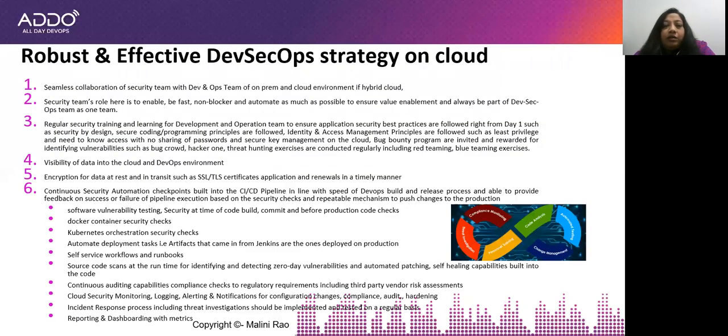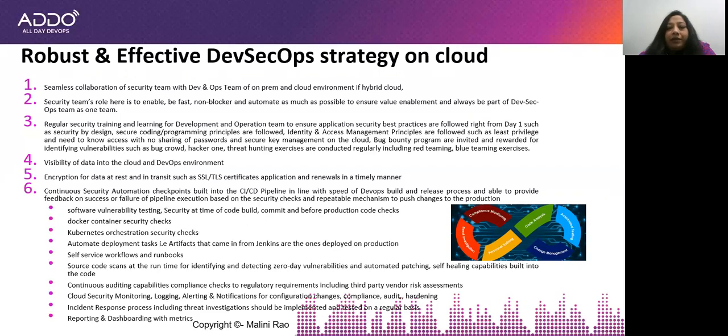So now, talking about what we should do about it. Since we are talking about DevSecOps on the cloud, we need to make sure that the DevSecOps strategy as well as the cloud strategy are defined in a proper way, so that you have a tightly controlled environment and you don't get easily exposed to the hackers. Some of the top 6 strategies that you should consider: you should have seamless collaboration of the security team with the dev and ops team.